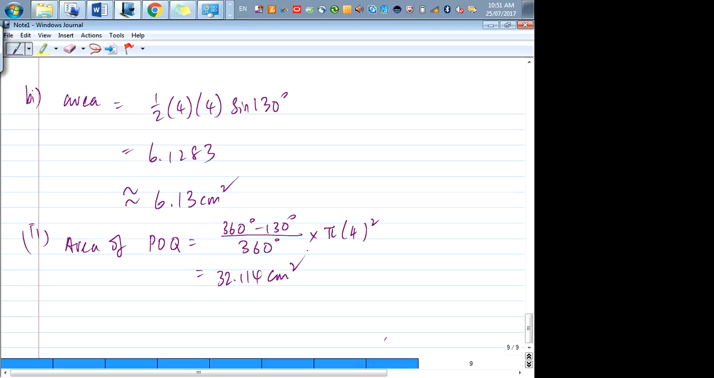I do not want to round it off yet. So the total unshaded area is 32.114 plus 6.1283, which gives 38.242, approximately 38.2 square centimeters. Okay, got it correct? Okay.